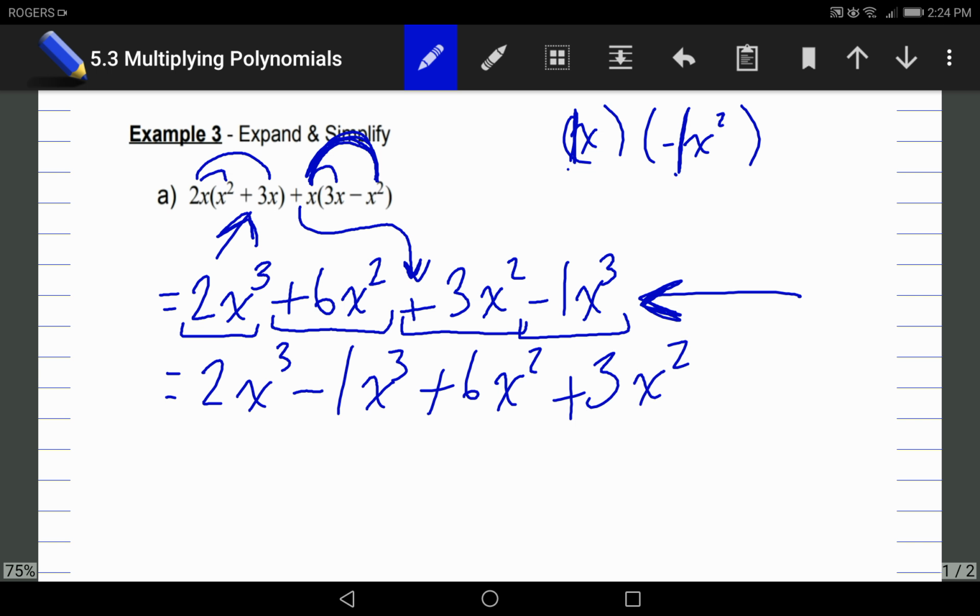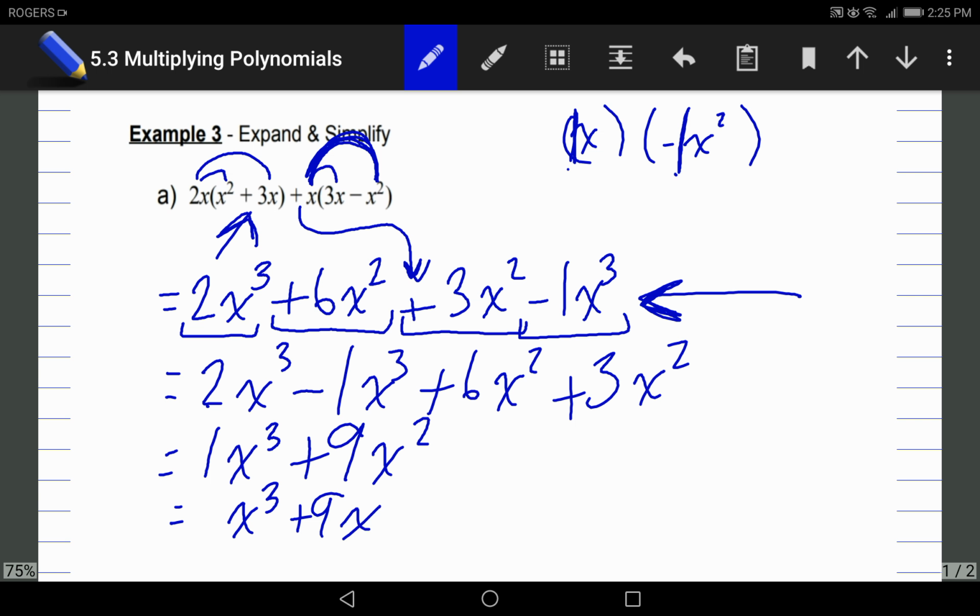Okay, so we've got our like terms grouped together. Let's now just add and subtract. So 2x cubed minus 1x cubed is 1x cubed. Like 2 cats minus 1 cat is 1 cat. And now positive 6 plus 3 is plus 9x squared. And there you have it. Our final answer then, I guess I won't write the 1 in front because it's not totally proper to do that. Here's our final answer.